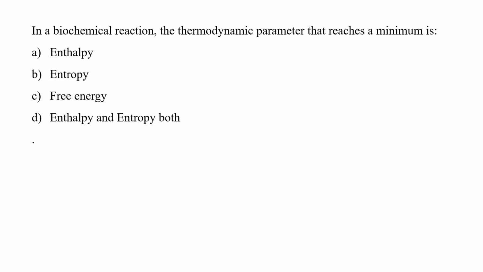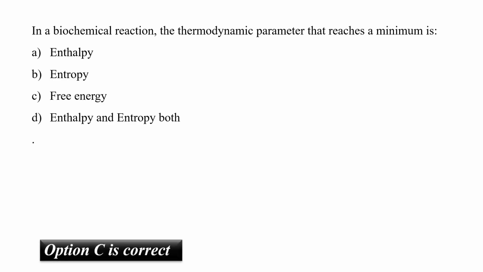In a biochemical reaction, the thermodynamic parameter that reaches a minimum is, that's again very easy: enthalpy, entropy, free energy, or enthalpy and entropy both. As we know, delta G is an important indicator of spontaneity and extent of any chemical reaction. In a spontaneous change, any reaction proceeds in the direction which leads to the minimum delta G, or the negative sign of delta G. Hence, option C would be the correct answer.